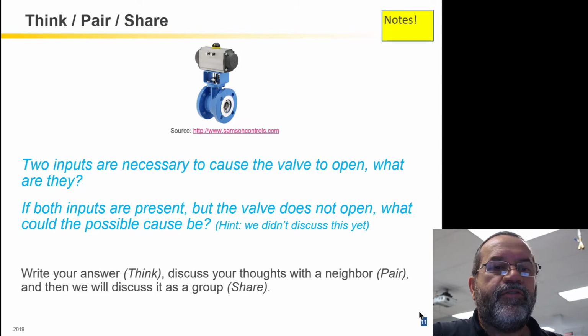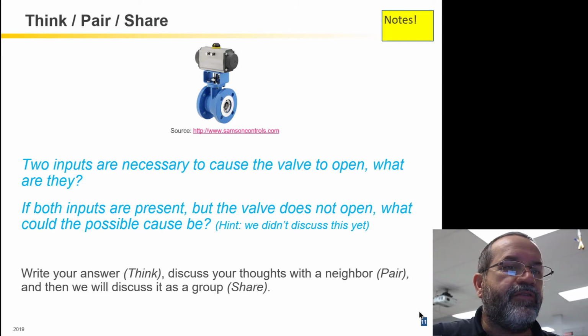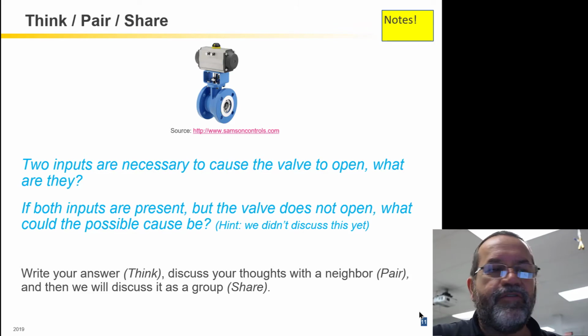Alright, so there's two kinds of inputs needed to make that valve move. What are they? And if both of those inputs are there and the valve doesn't open, what causes it? And how do we know? So give that some thought, and we're going to have a discussion on that coming up.